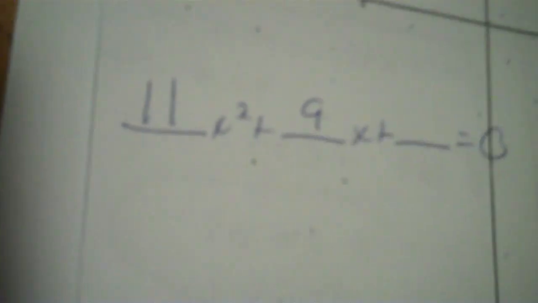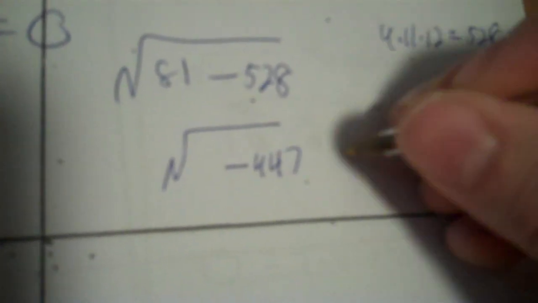Okay, next one, let's pick 9 and 11. 9's kind of a high number, but I just need to pick higher values. See, again, you can always check to see if it does have no solutions with the discriminant. So B is 9, A is 11, C is 12. 9 times 9 is 81. 4 times 11 times 12 is 528. And again, that's going to result in me taking the square root of a negative number. When I take 81 minus 528, it's negative 447. So that's no solutions.